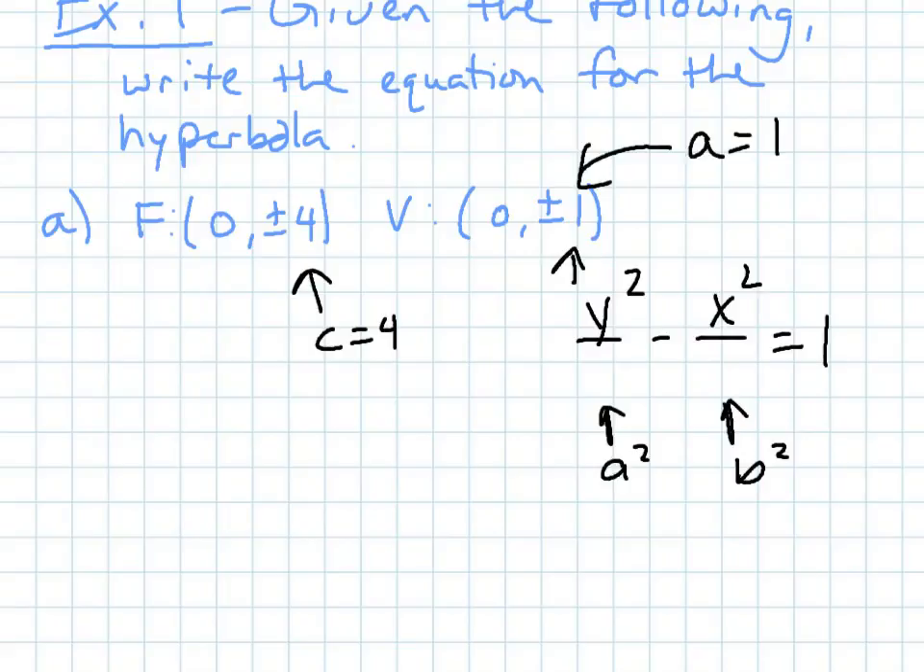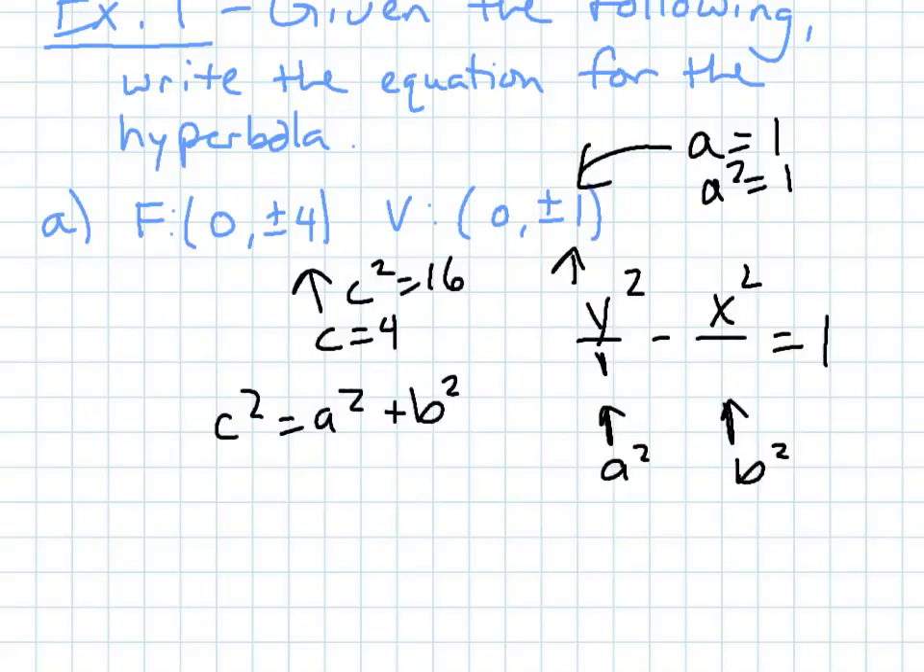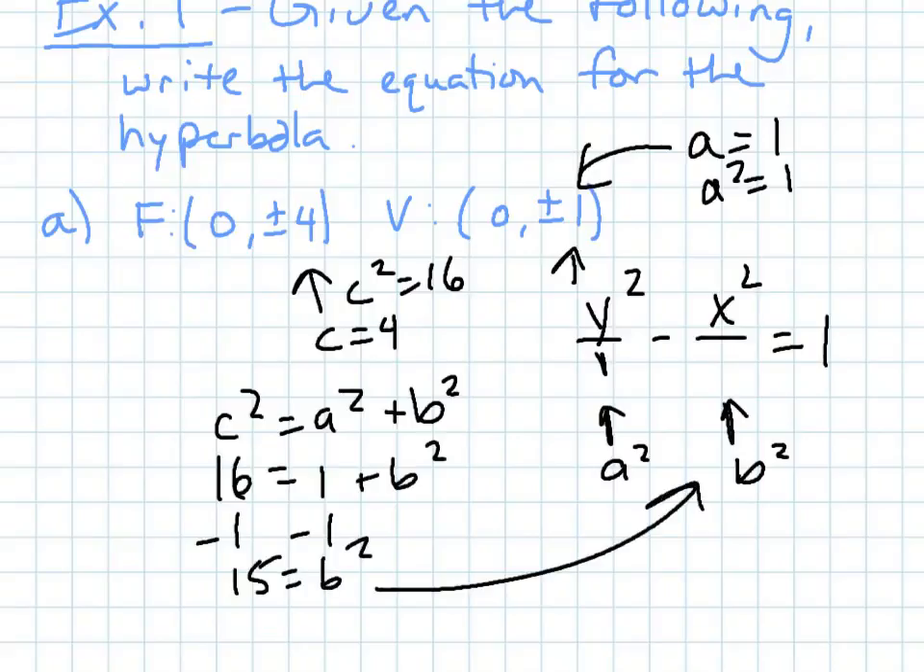Now you need to find your a squared and b squared. A squared is easy. The square of 1 is 1, so 1 goes underneath the y squared. Now I need to find my b squared, so I'm going to use the equation c squared equals a squared plus b squared. So 4 squared gives me 16, so I'll insert that in. A squared was 1, plus b squared. Now I just need to solve for b squared. Subtracting 1 gives me 15. So that's b squared, so I throw that in, and I've got my equation. Moving on to the next one.